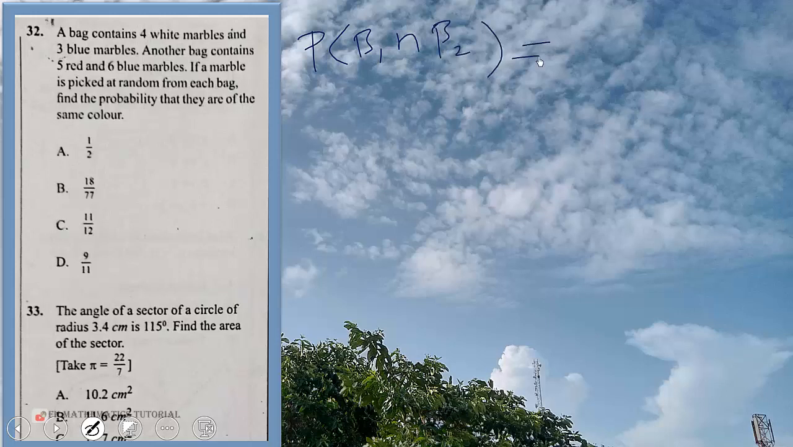So the probability of picking a blue marble from the first bag is 3/7, because the total is 4 plus 3, which is 7. And the probability of selecting a blue marble from the second bag is 6/11. So 6, 3, 18, 18/77. That will be option B.